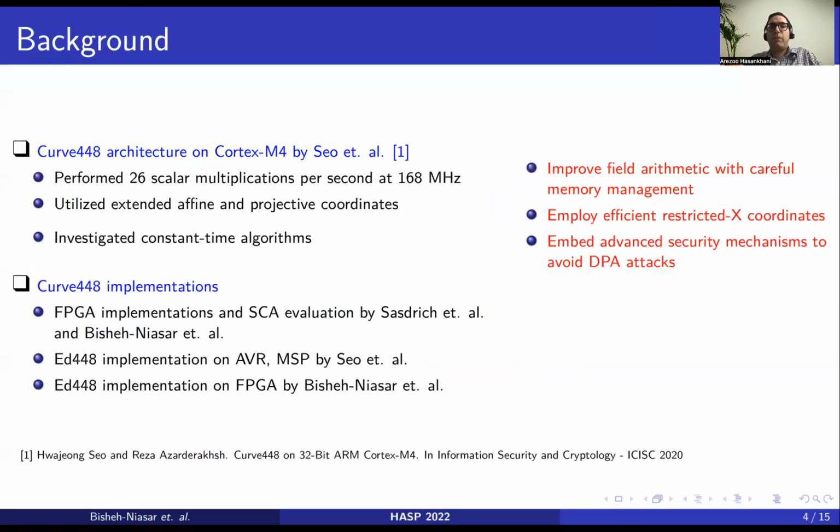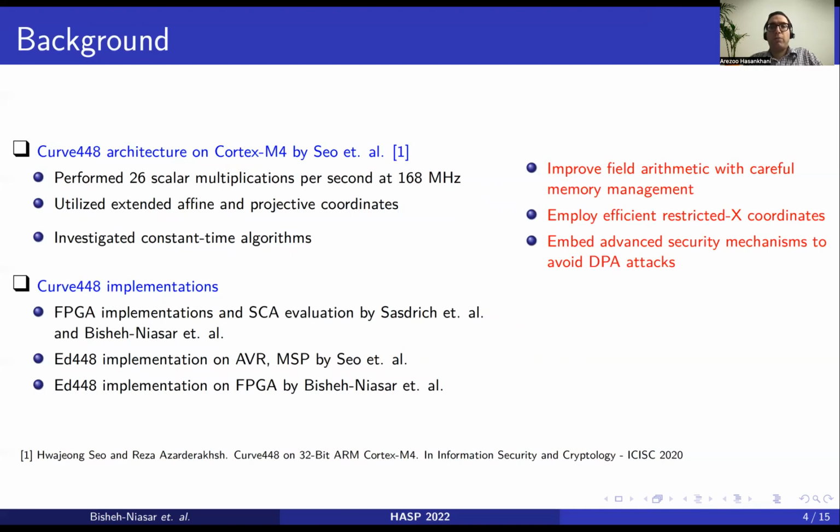There is only one previous work to implement Curve448 over Cortex-M4 by our co-authors. This work performed 26 scalar multiplications per second at 168 megahertz, utilizing extended affine and projective coordinates. This work is based on that work by improving the field arithmetic with careful memory management.